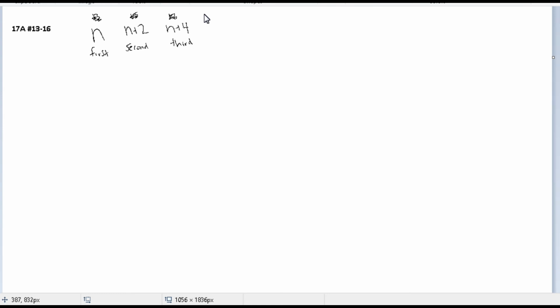Okay, 3 consecutive odd integers such that the first plus the third is equal to 3 times the second plus 3. So now I'm going to plug in with n's. The first one is n, plus the third one is n plus 4. 3 times the second one is n plus 2, plus 3. So this is why it's important to put the parentheses.